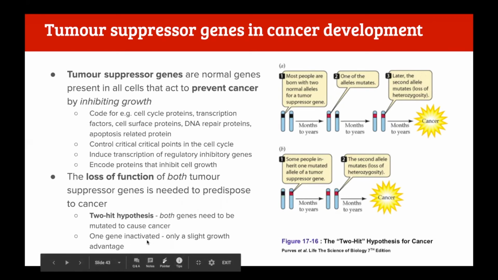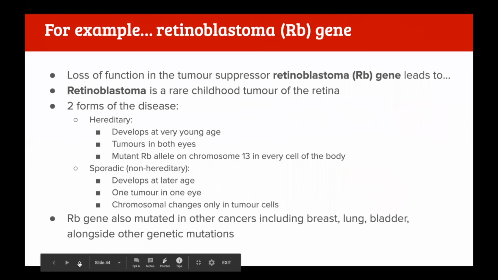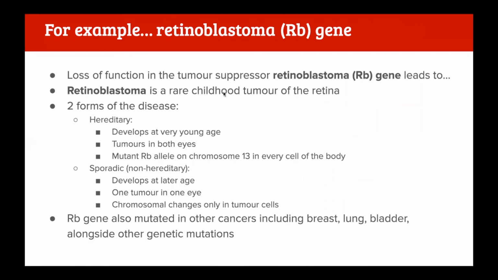If one gene is inactivated, there's only a slight growth advantage in the cell, but it's not really enough to cause cancer. You really need both genes being mutated. So an example of this is the retinoblastoma gene, what we call RB. So the loss of function in the tumour suppressor retinoblastoma gene leads to retinoblastoma, which is a rare childhood tumour of the retina.